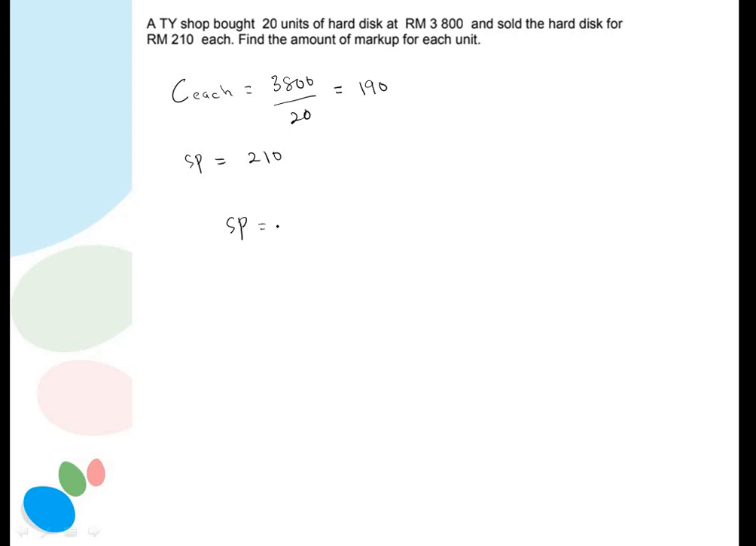Find the amount of markup. Formula SP equals C plus M. Selling price is 210. Cost for each hard disk 190. So we want to find the markup. Markup equals 210 minus 190. Markup equals RM20.